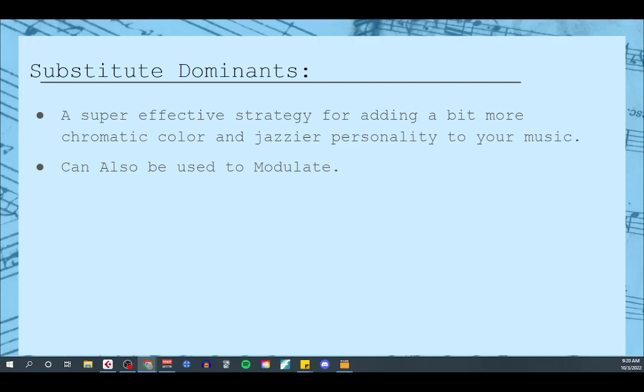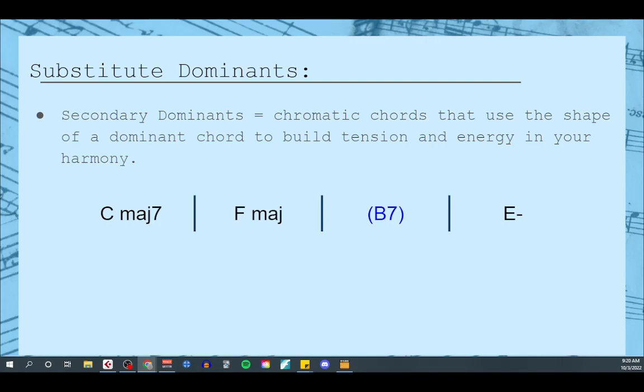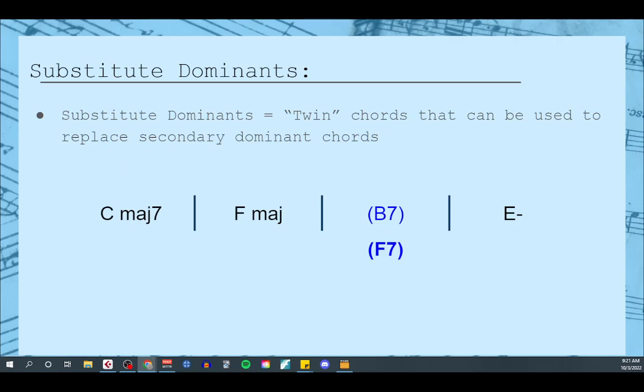In a previous video, we introduced the idea of secondary dominants. These were chromatic chords that use the functional tritone found in the dominant seventh chord shape to build tension and energy in your harmony. However, something we haven't talked about before is the fact that every secondary dominant has a twin that can be used to replace it. These twin chords are called substitute dominants.